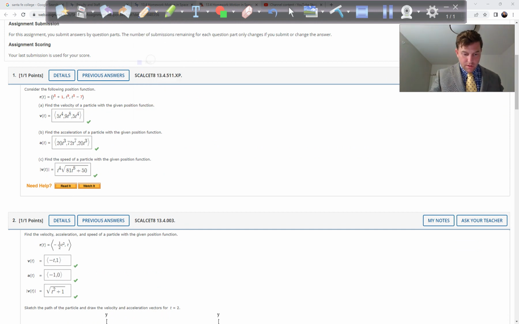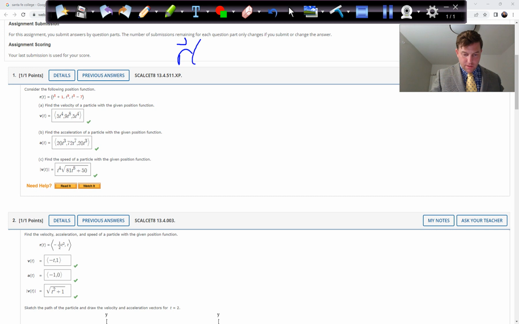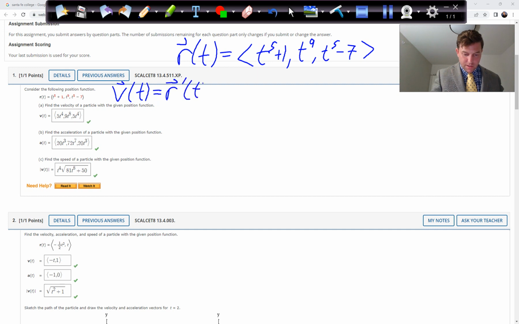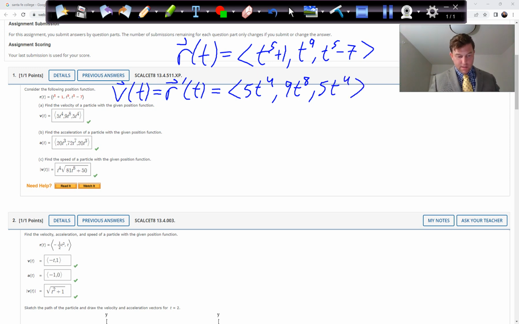So the first one is r of t equals t^5 + 1, t^9, and t^5 - 7. And it wants the velocity. Well, the velocity is just the first derivative of the position vector. So this is going to be 5t^4, 9t^8, 5t^4. Any constants go to 0. So that's the answer for the velocity.